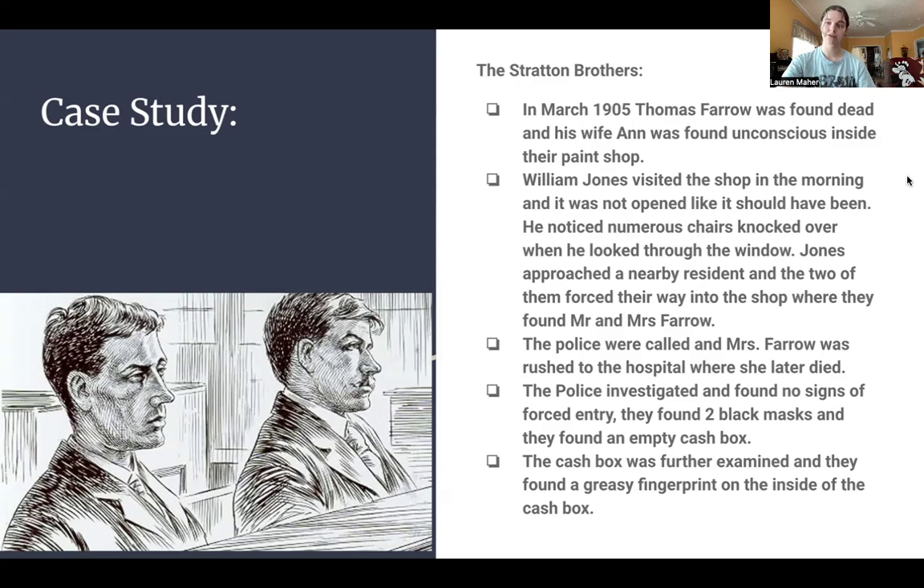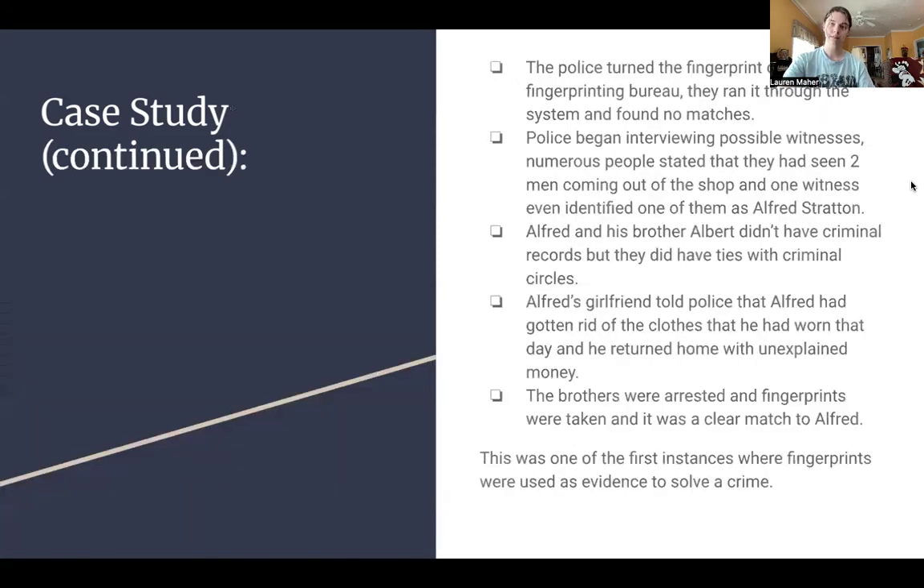The cash box was further examined and they found a greasy fingerprint on the inside. The police turned the fingerprint over to the fingerprinting bureau and they ran it through the system and found no matches. Police began interviewing possible witnesses. Numerous people stated that they had seen two men coming out of the shop, and one witness even identified one of them as Alfred Stratton.